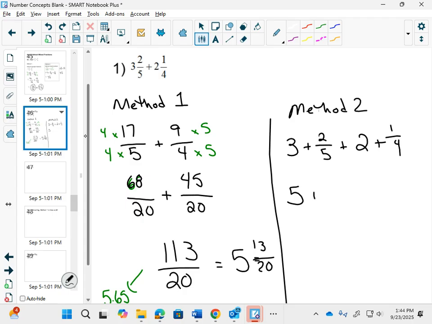And now, I want those fractions over 20 again. This one I have to multiply by 4 and by 4. This one by 5 and 5. 4 times 2, that's 8. 5 times 1, that's 5. And sure enough, I have 5, and 8 plus 5 is 13 20ths. We get our answer with a lot smaller numbers.